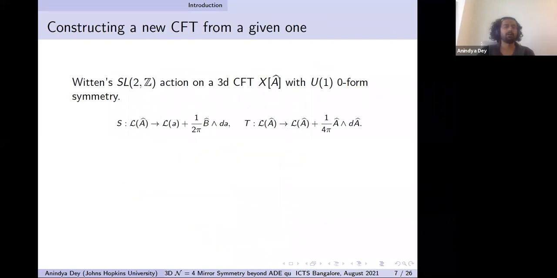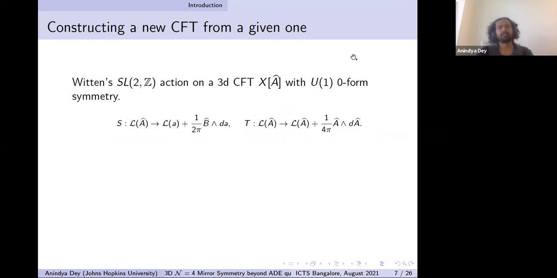So now we note that we already know of such a map from Witten's paper on SL2Z action. This SL2Z action that Witten talked about was on a 3D CFT X with some background field A hat with a U1 zero-form symmetry.